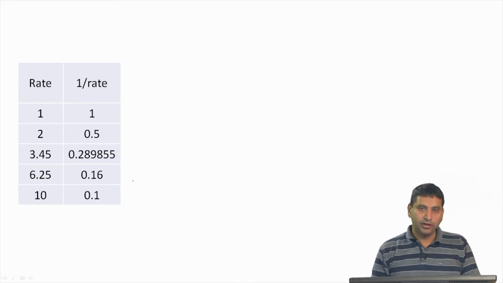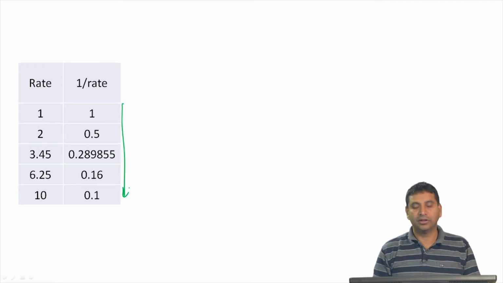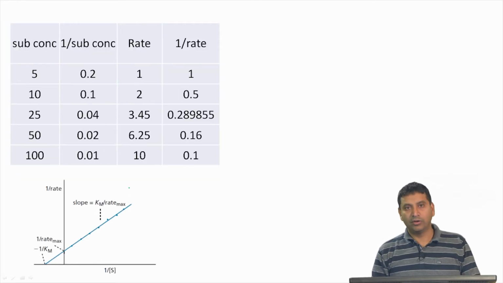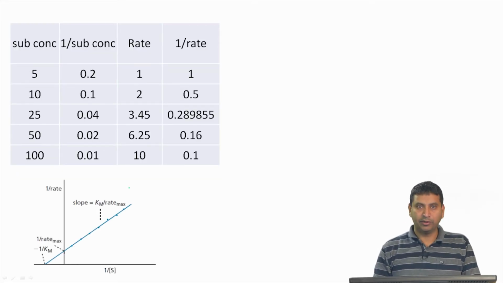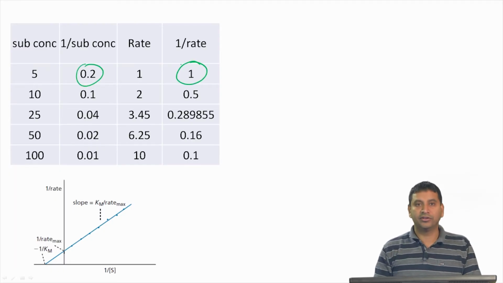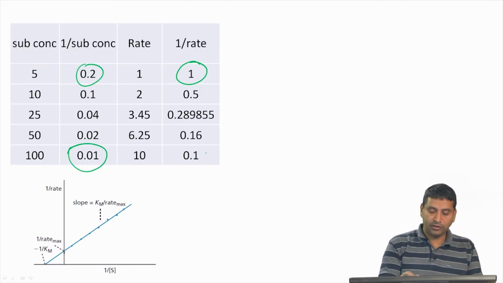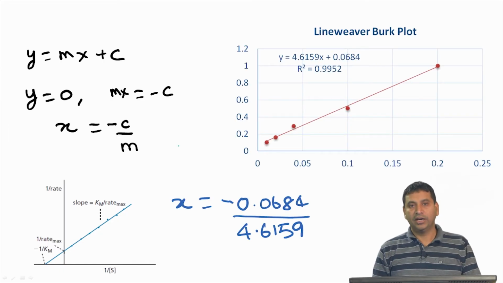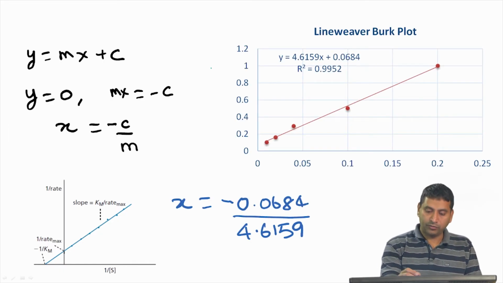Similarly, we will have to do the inverse of the rate. If you do the same inverse, that is 1 by rate, you get these numbers. Now, you can either plot it manually using a graph sheet, or you can plot it using Excel. This is the overall table that we get. Here is 1 by substrate concentration, and for that, this is the rate, and for this 1 by substrate concentration, you get this as the 1 by rate.